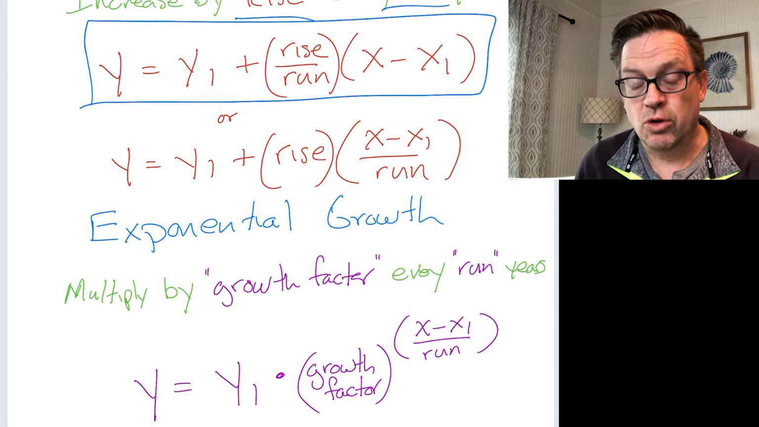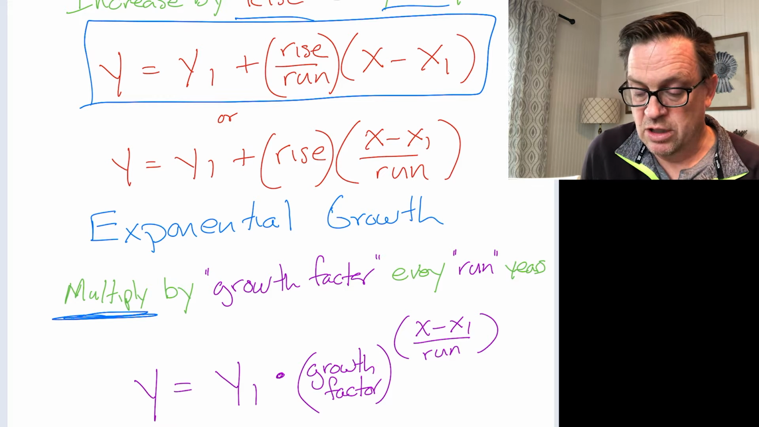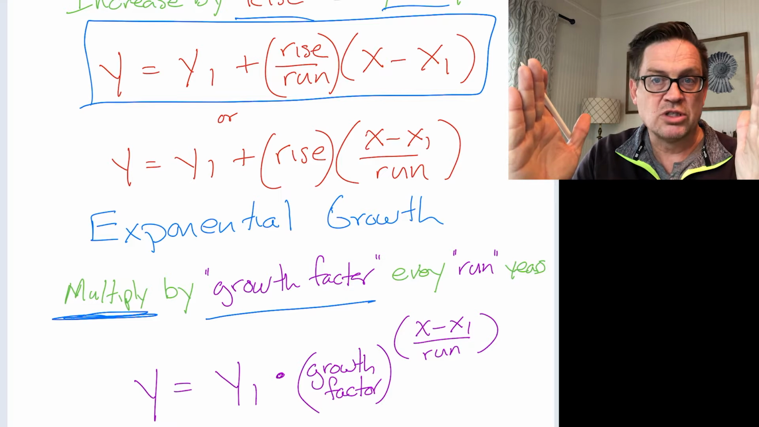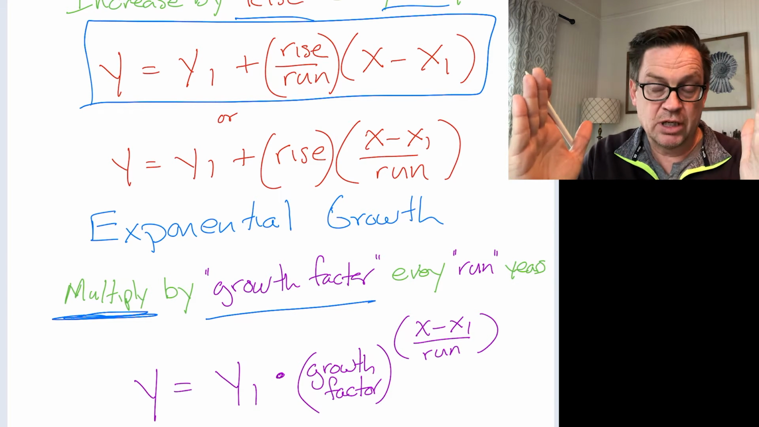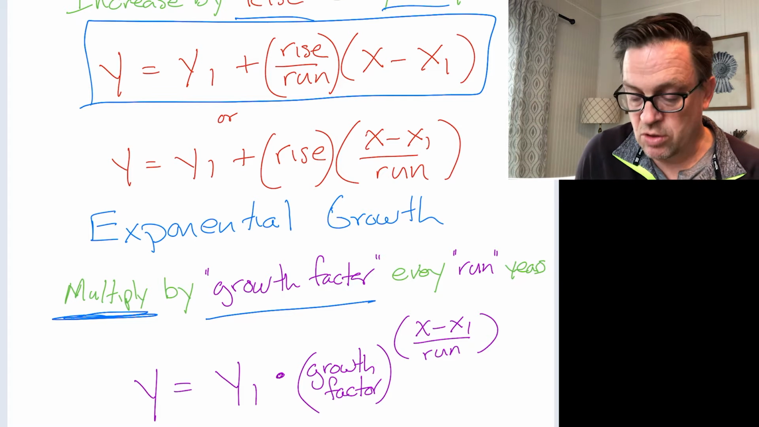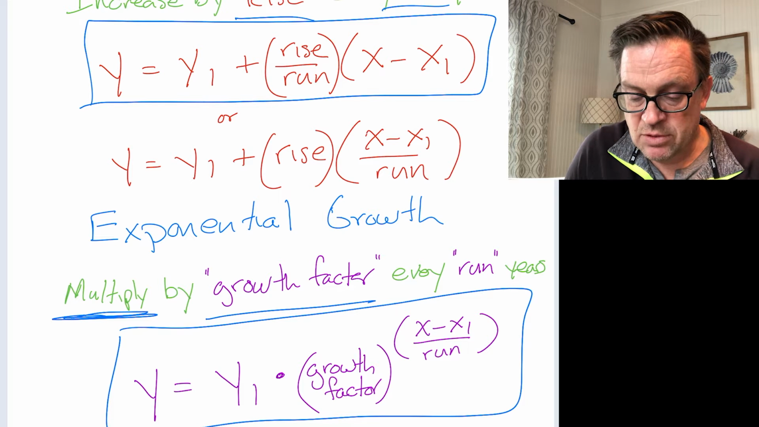The exponential growth, the difference there is you're multiplying by some growth factor every so often. So you have the same run, the horizontal change, and every period you multiply by something. You don't add something, but you multiply by something. You multiply by the growth factor. And so the formula then ends up being very similar.